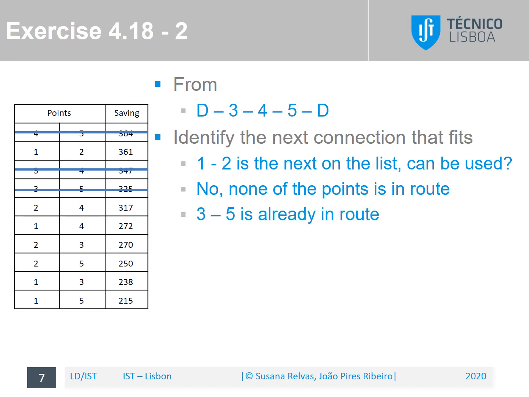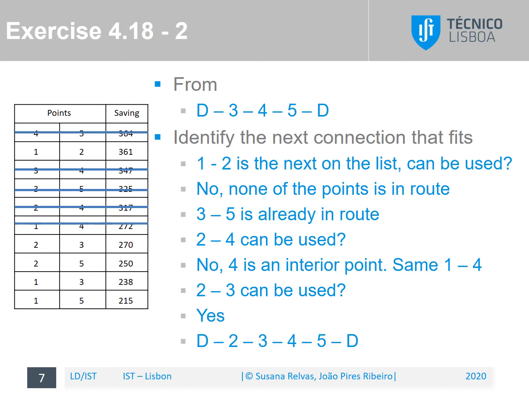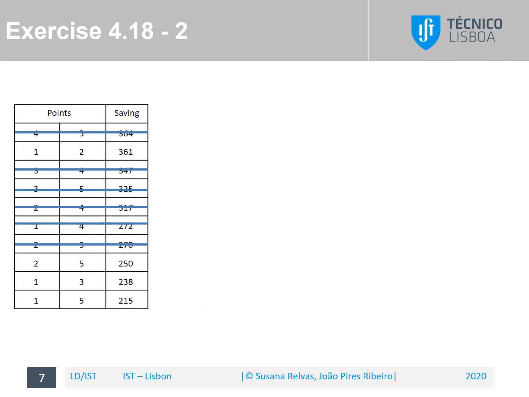3, 5 is already in the route. 2, 4, can it be used? No, because 4 is an interior point. The same thing happens with 1, 4. 2, 3, can it be used? Yes, so we have a new node in our route.